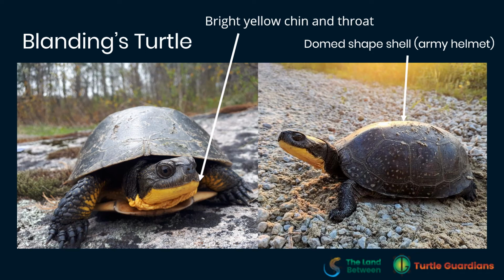Blanding's turtles love shallow wetlands and shallow freshwater bodies with lots of vegetation, and they are going to travel a lot on land in between these wetlands. So you might see these guys on roadsides or walking around on land close to wetlands because they are highly terrestrial for an Ontario turtle.